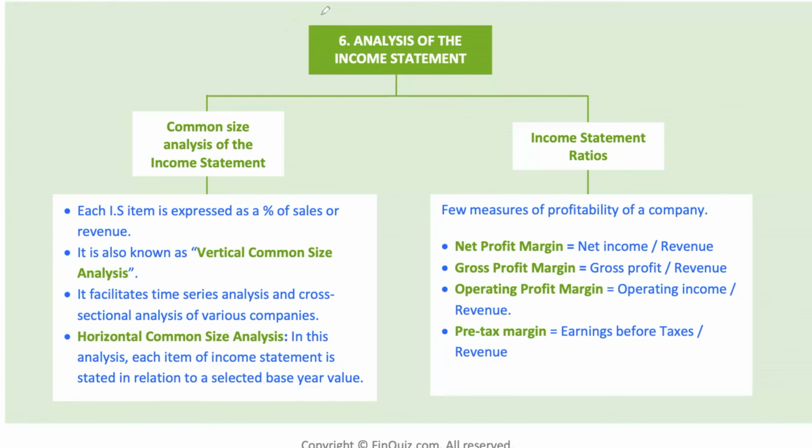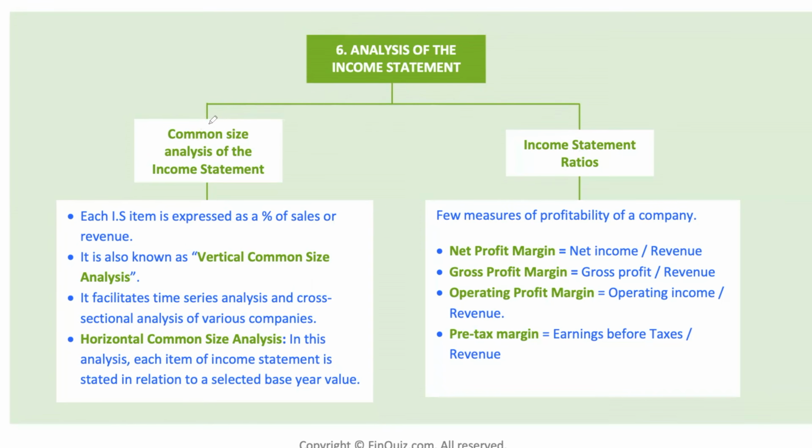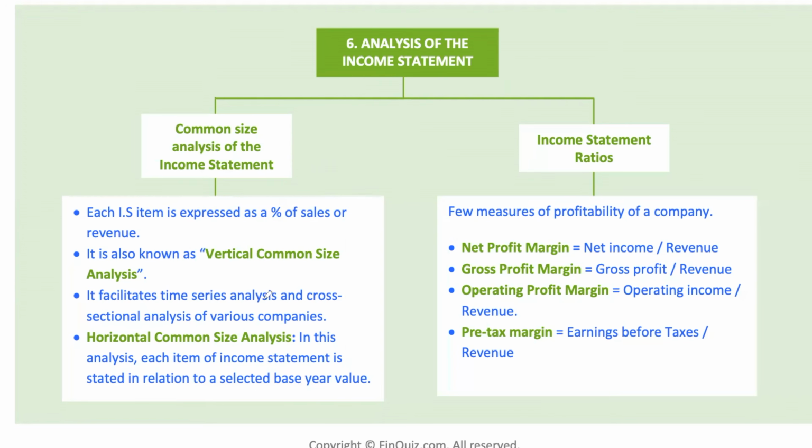Finally, let's look at two key tools for analyzing income statements: common size analysis and income statement ratios. In common size analysis, every item on the income statement is expressed as a percentage of sales. This approach makes it easier to compare companies of different sizes or to track performance over time. For instance, if you notice that one company has a higher gross profit margin than its peers, it might indicate that the company is selling a differentiated product at a premium price.